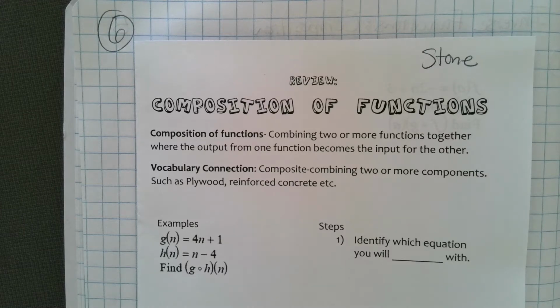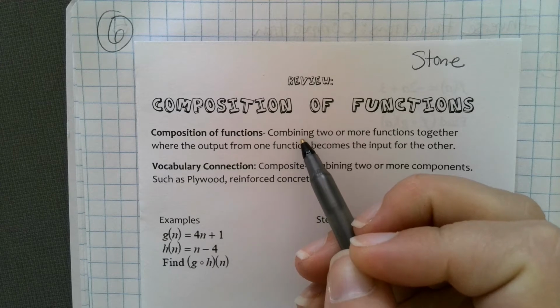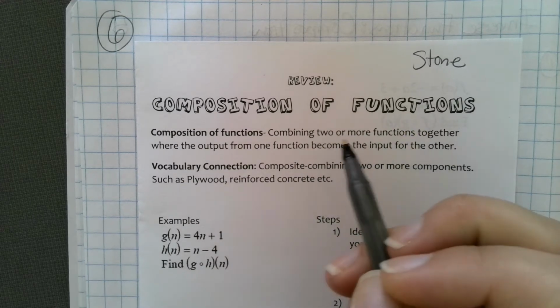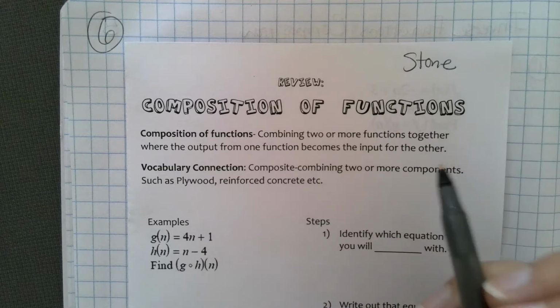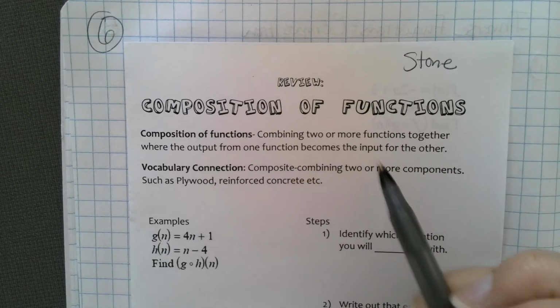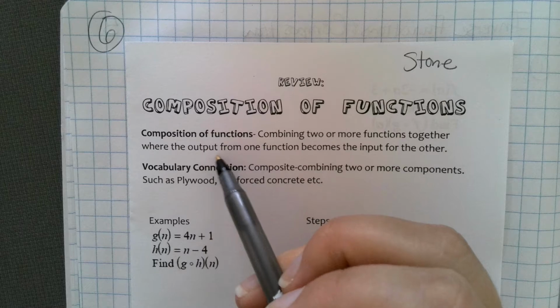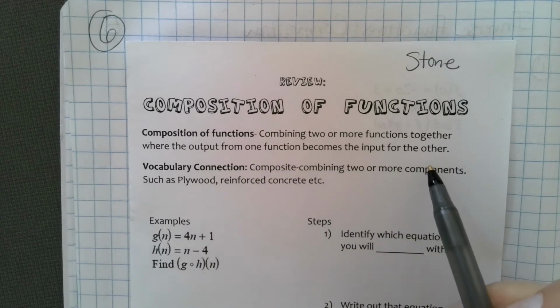Okay. So a composition of functions is simply combining 2 or more functions together, where the output from one function becomes the input for the other.